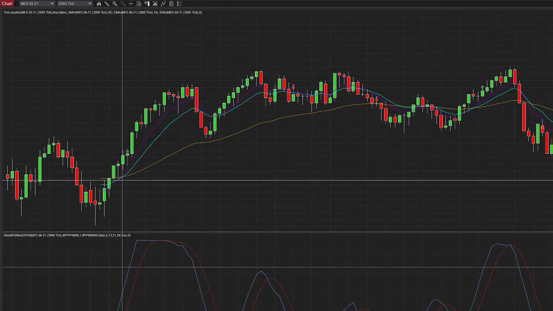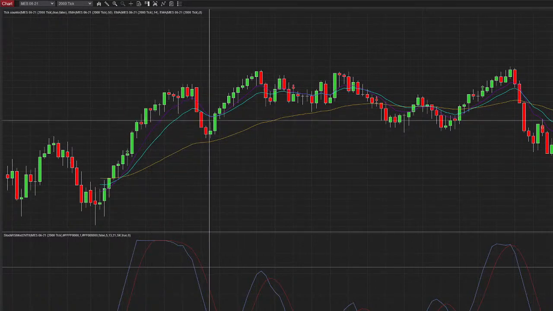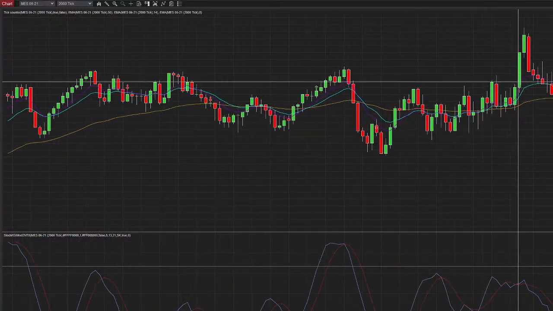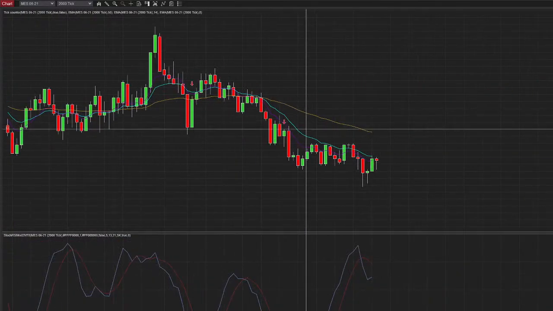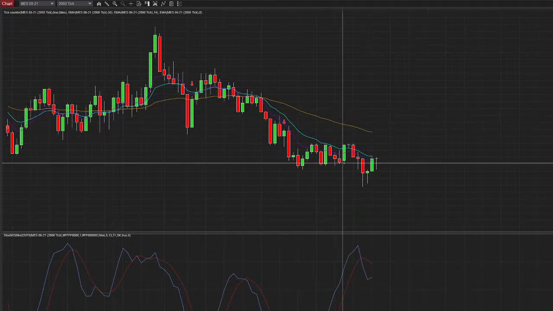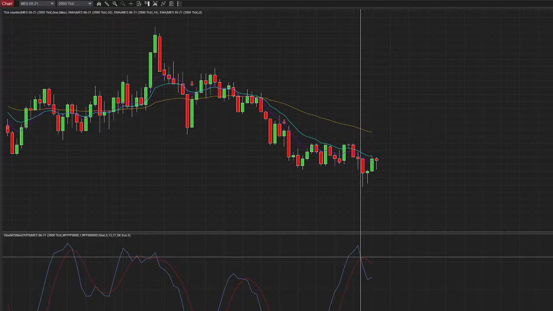So purple, blue, yellow would indicate an uptrend, and a lot of times this can continue on for a lot longer. The market's kind of like, woo. But right now the yellow, the opposite, means we're in a downtrend.